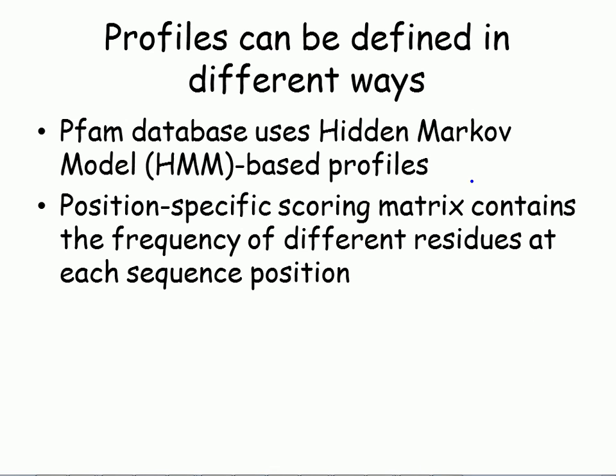One is to use hidden Markov models. Those are statistical models. They are very highly quantitative, and they are usually the most successful ones. Okay, they tend to be very good representations of sequence profiles, but they are hard to come by. You need high fidelity sequences in very large numbers. Okay. So the database called PFAM has hidden Markov model-based profiles. Position-specific scoring matrices are easier to build, and they just contain the frequencies of residues at each position.